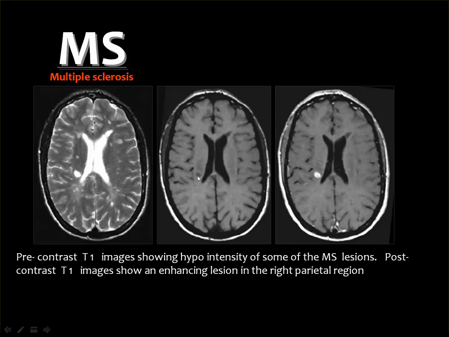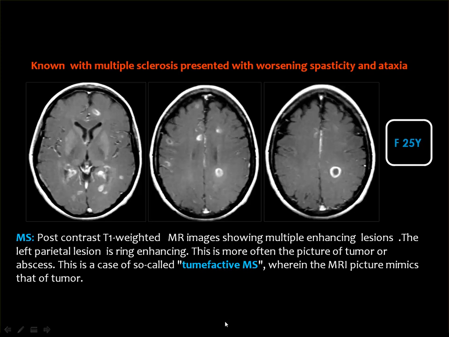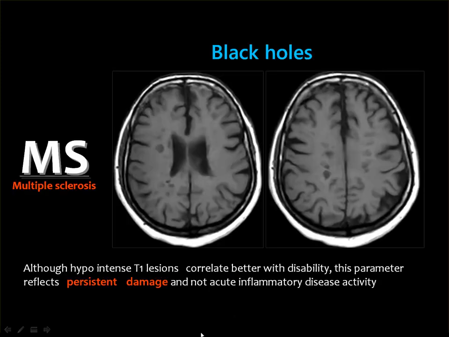Some of them only show low signal intensity. But if the lesion is enhanced with contrast, then you assume that this lesion is active. And here you see many active lesions in the brain parenchyma. Some of them are a little bit larger, and they may be referred to as tumefactive MS.